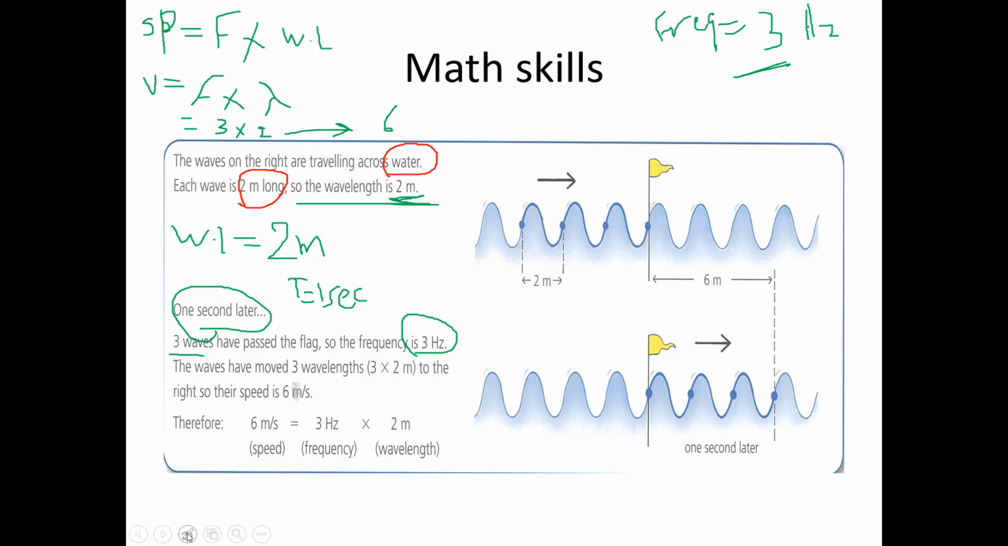Now the most important part, which is 6 what? What's the unit? Which unit do we use to measure the speed? As we mentioned at the beginning of this lesson, it's meter per second.